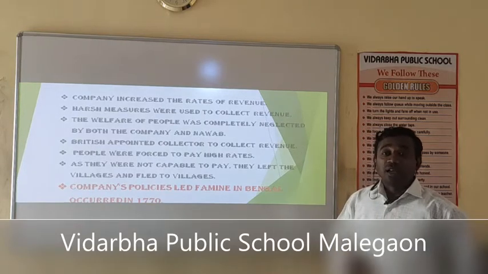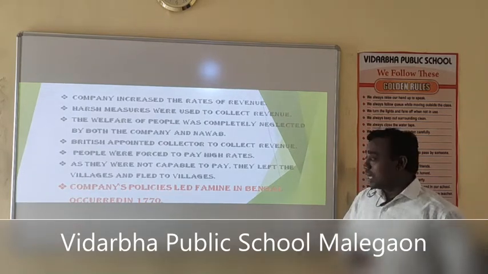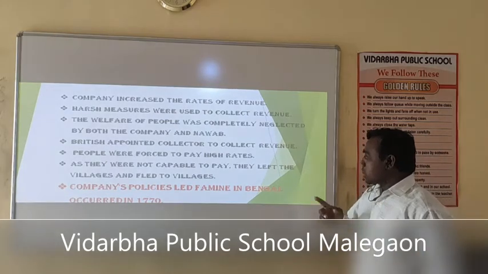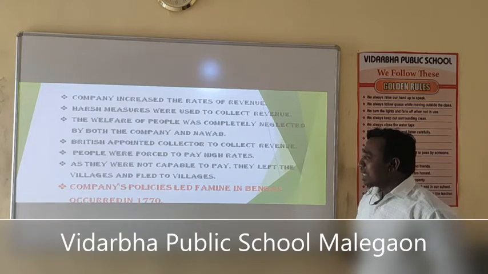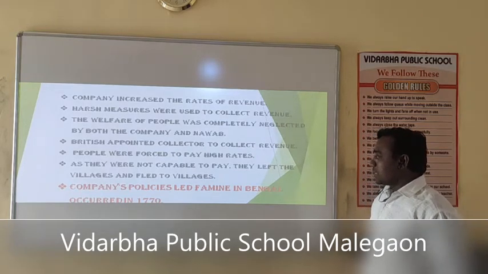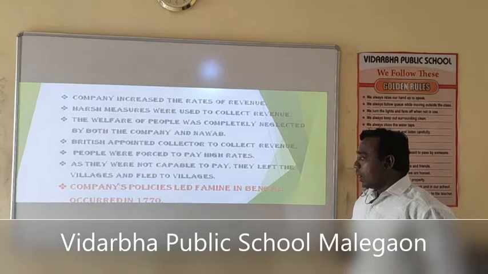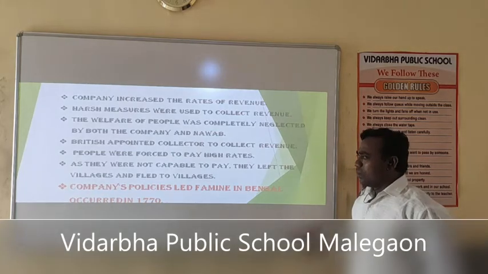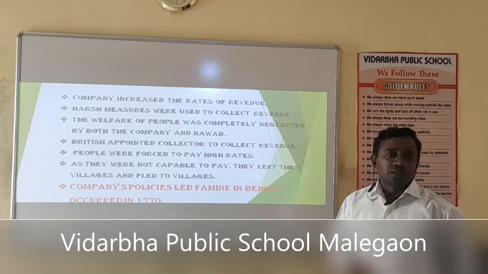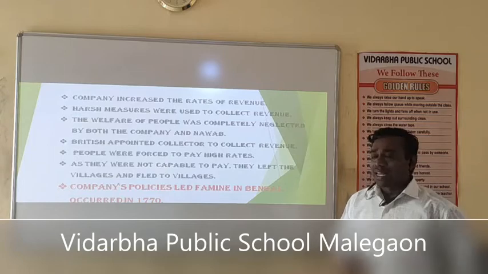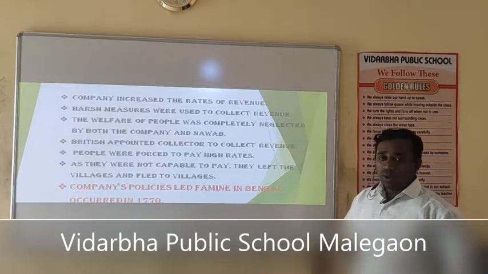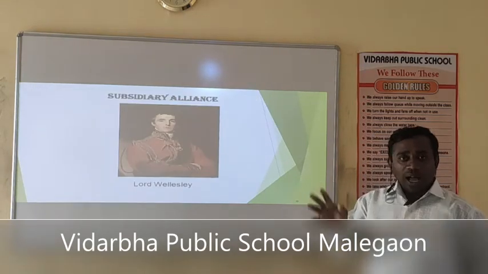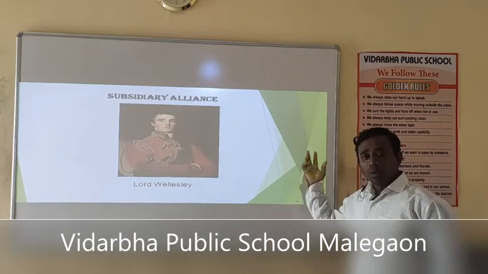On top of that, the entire policy of dual governance forced Bengal into the first famine under British rule in 1770. The company's policy led to the famine in Bengal in 1770. Many people died in that famine because they did not have enough money to procure food for themselves. They had to pay the taxes at higher rates. That's why the famine occurred in 1770. Now, after that, it was all about Bengal.